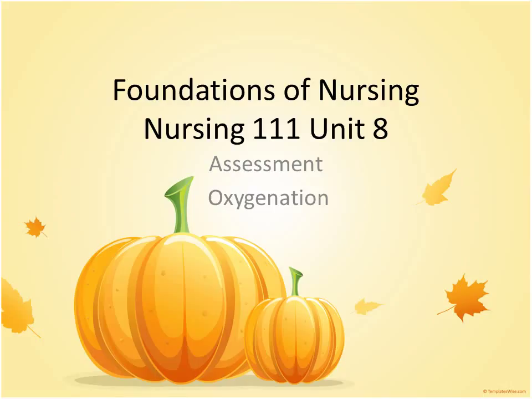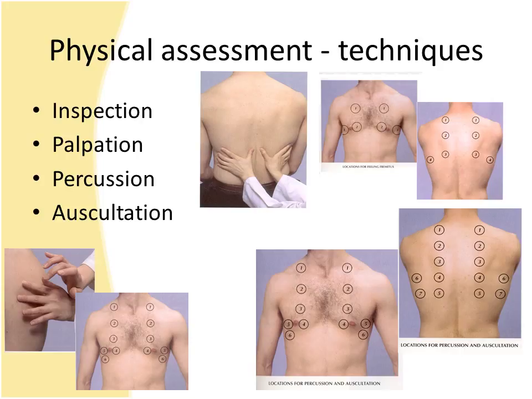Okay, we're going to talk about assessment of oxygenation. And one of the things that you probably already know, assessment of the respiratory system involves inspection, palpation, percussion, auscultation. For inspection, you want to look at the symmetry of the chest.